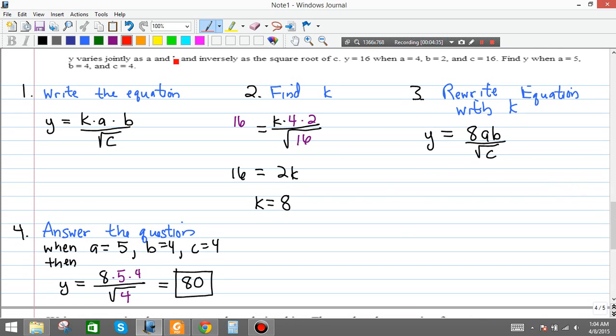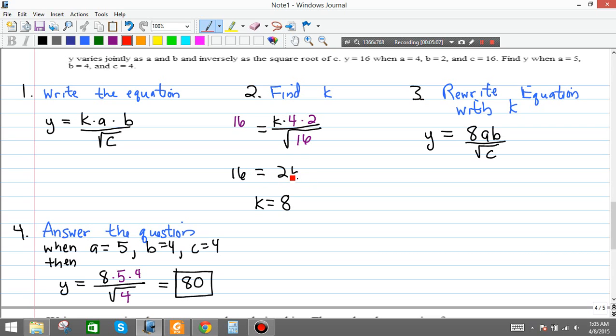Y varies jointly as a and b and inversely as the square root of c. Y varies jointly, that means the multiplication of a and b, and inversely, divided by the square root of c. The information is that y is 16 when a is 4 and b is 2, and c is 16. Replacing all that allows us again to solve for k. The square root of 16 is 4. 4 divided by 4 is 1. 1 times 2 is 2. 2 times k is 2k.